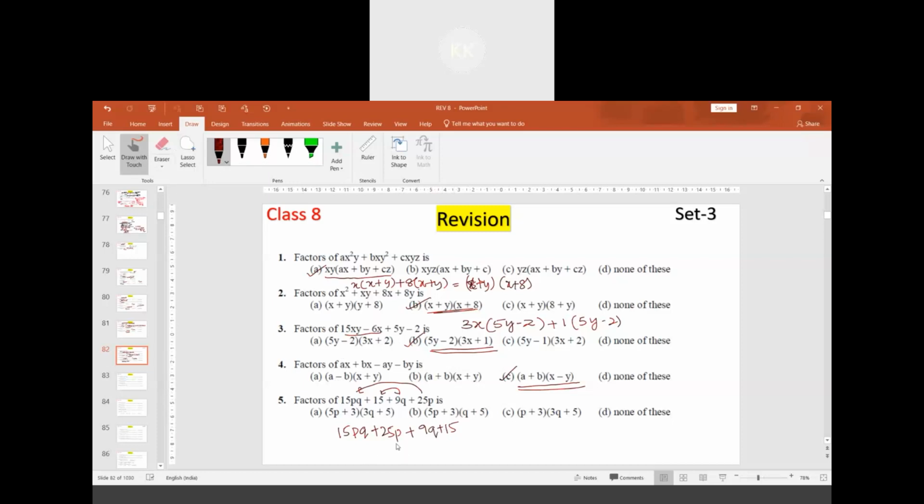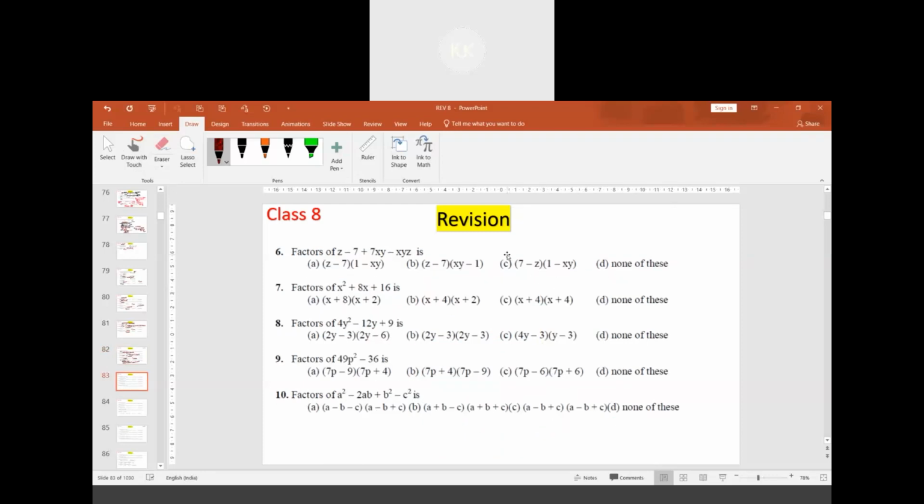In the first two terms, 5P can be taken out. We get 3Q plus 5 common. So 3Q plus 5 is multiplied by 5P plus 3. 5P plus 3, option A. Option A is correct.